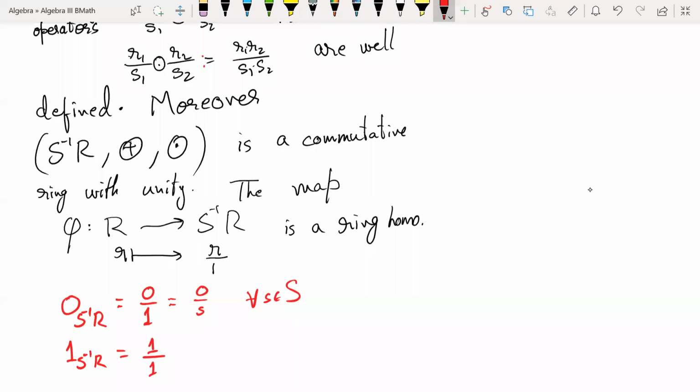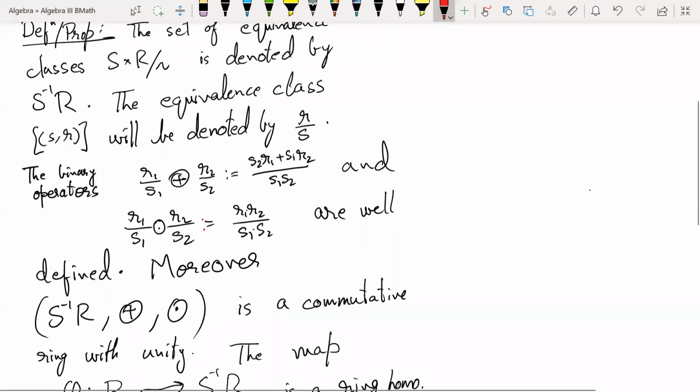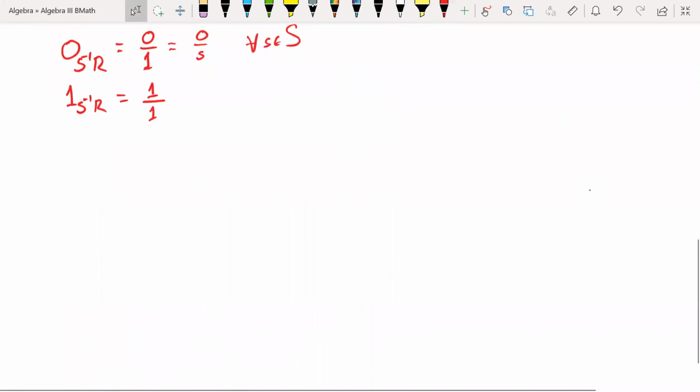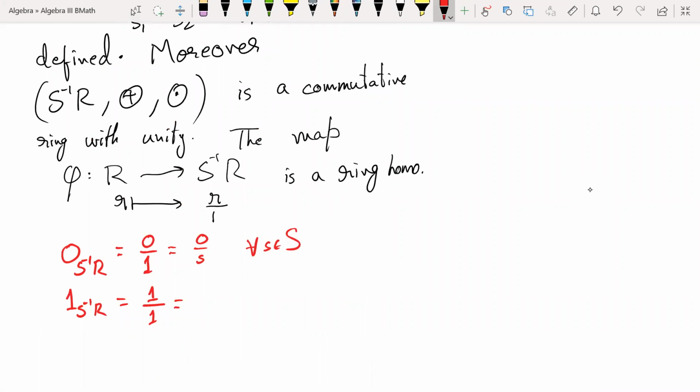So the equivalence class of 0 over 1 is the same as the equivalence class of 0 over S. You can just check that by verifying that 0 over 1 and 0 over S satisfy the same equivalence relation. And similarly, you can check that the equivalence class of 1 over 1 is the same as S over S for all S in S. So they give you the same equivalence class, because the difference itself is 0. Every term will be 0, so you can take the multiplicative factor to be 1.